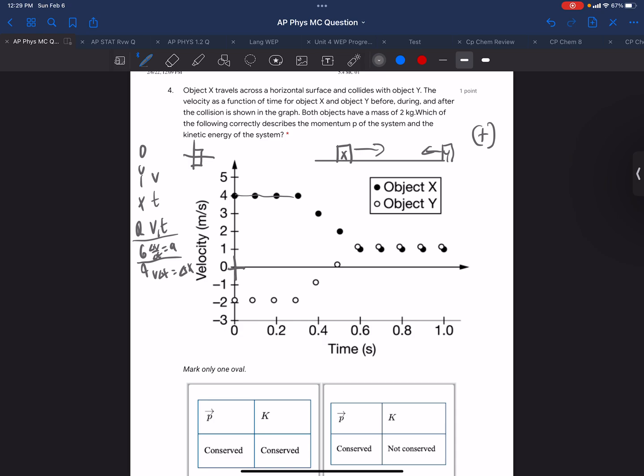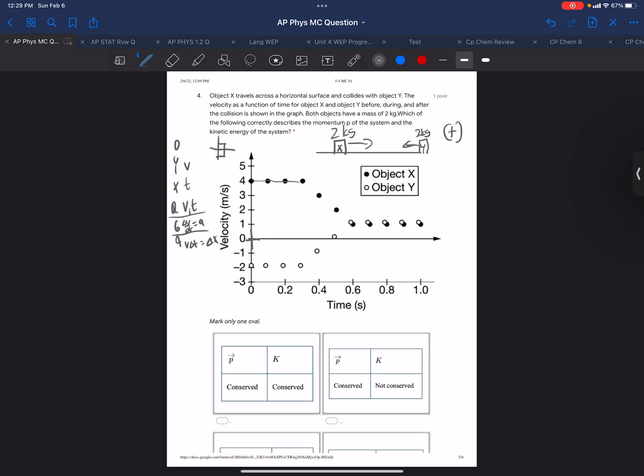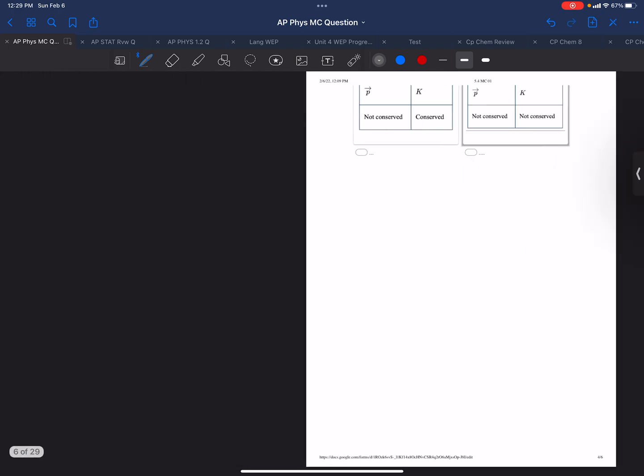And we've got a before, during, and after situation with the collision. They both have a mass of 2 kilograms. The momentum of the system and the kinetic energy of the system. All right, so when we look at the choices we're being given here, we're being asked whether the momentum is conserved and whether the kinetic energy is conserved.